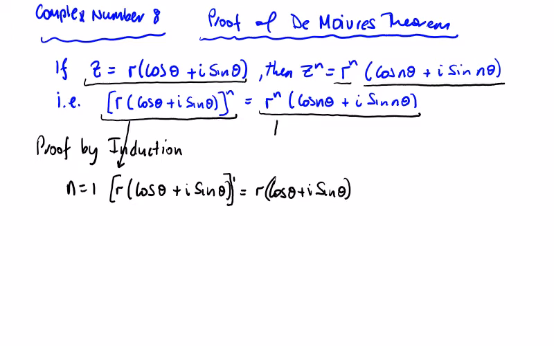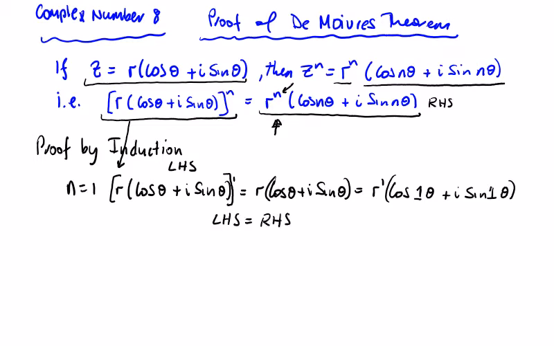And if we now put n in here, so this is the left hand side, I suppose we could call this the left hand side. The right hand side over here is equal to r to the power of 1, where this n becomes 1, by the cos of 1 theta plus i times the sine of 1 theta, and you can see that it is. So the left hand side equals the right hand side, therefore true for n is equal to 1.